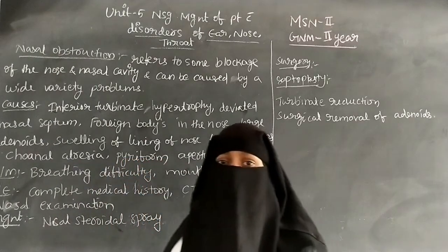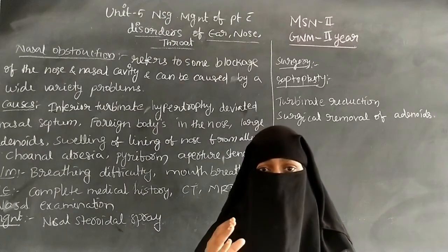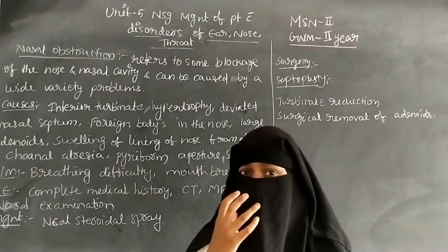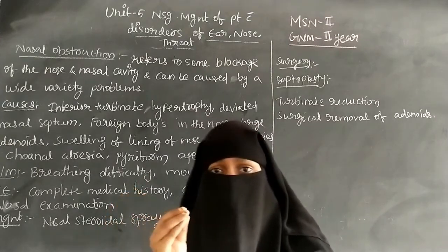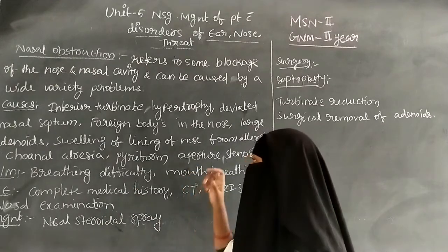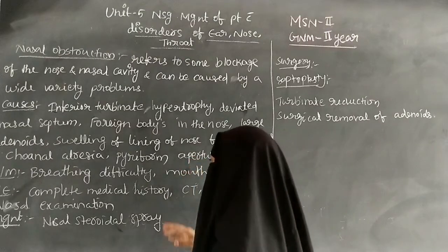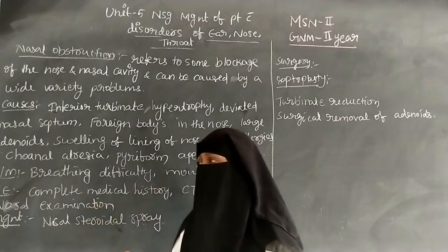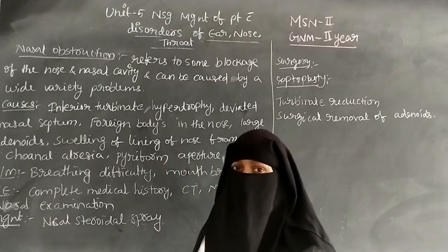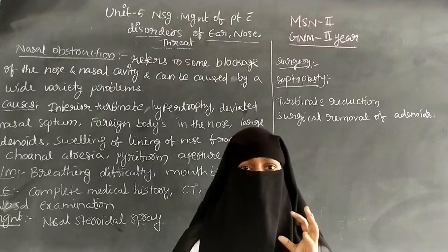So the pyriform aperture stenosis means there is a narrowing of the front of the nose. So the nostrils which are present in the nose become narrow, because of the overgrowth of the upper jaw bone, and there is a narrowing of the opening of the nose.